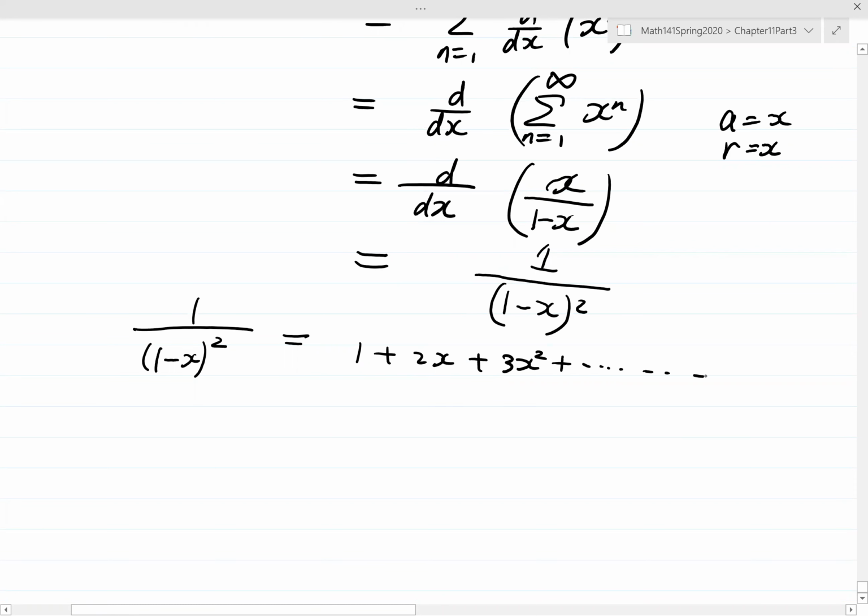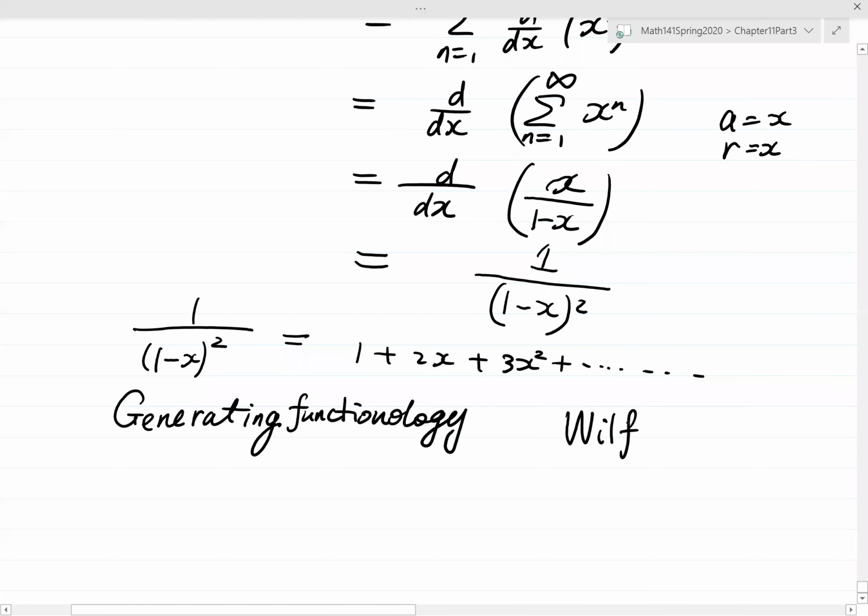A good reference for generating functions is this book, Generatingfunctionology. Generating is just one word. This is a good book. This is written by Professor Wilf at UPenn. It's a really good book.